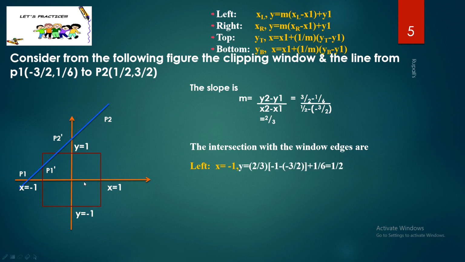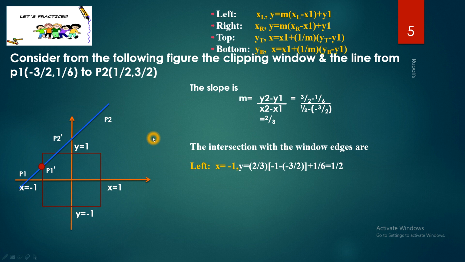For the left boundary, when x equals minus 1, what is the value of y? You calculate this. We know m equals 2 by 3, xl equals minus 1, x1 is minus 3 by 2 and y1 is 1 by 6. So y is half. Now half, with the clipping window maximum y value being 1, means the point is here.